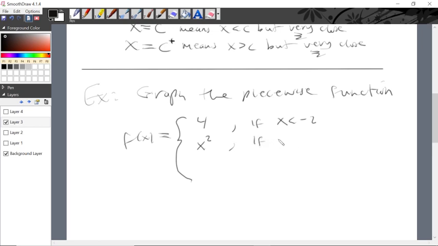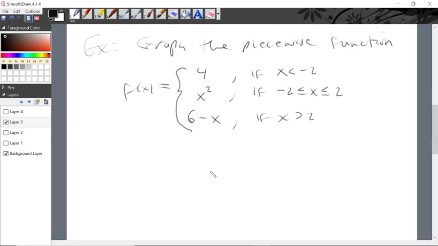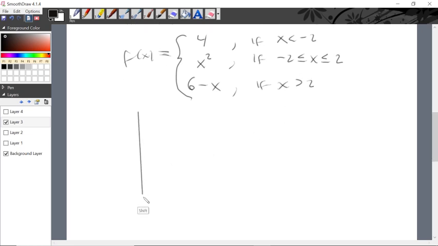And that can be for -2 less than or equal to x, which is less than or equal to 2. And then finally, how about a linear branch, or linear piece? 6 minus x, if x is greater than 2. Okay, let's set up a grid here.